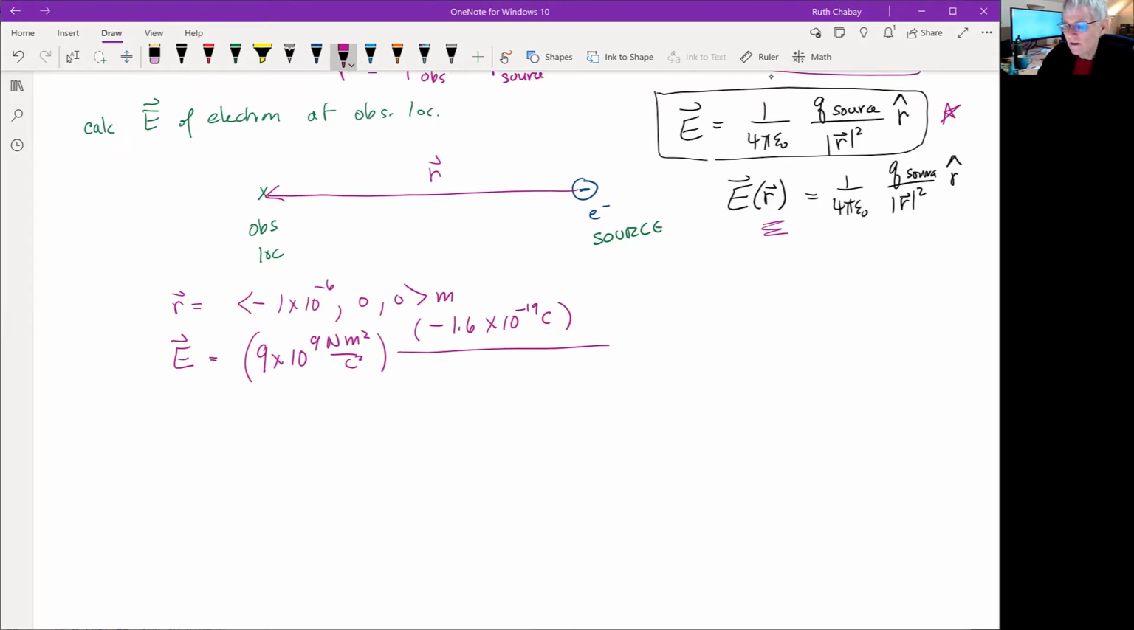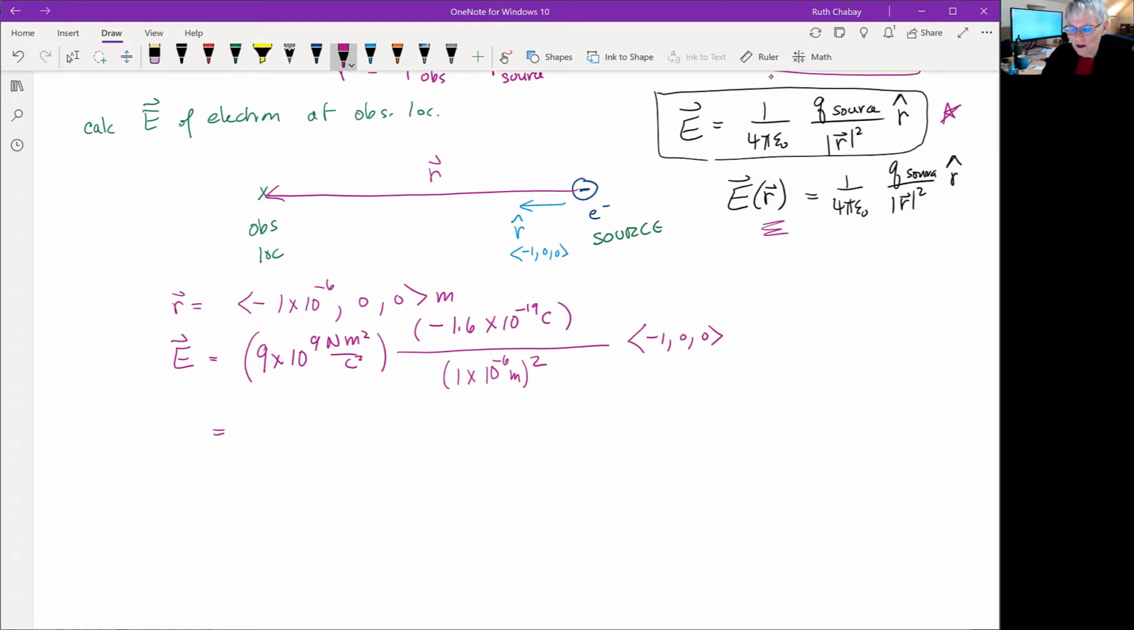We have the magnitude of r squared. Well, we can tell by inspection that the magnitude of r is just 1 times 10 to the minus 6 meters. So we have 1 times 10 to the negative 6 meters squared. And again, by inspection, we can see that r hat is just negative 1, 0, 0. So we'll multiply by negative 1, 0, 0.